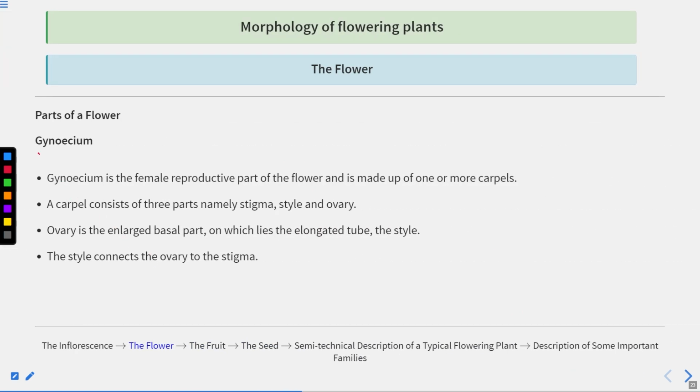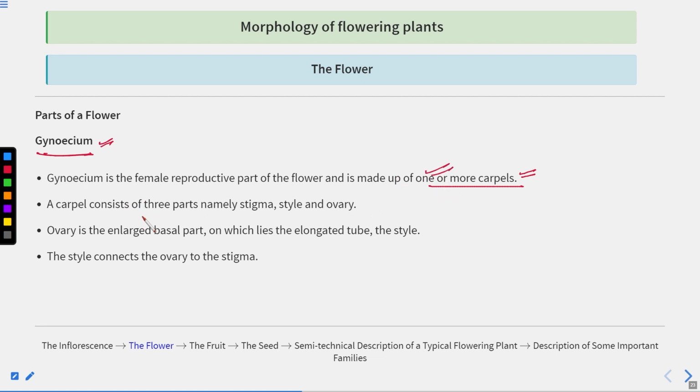Now let us talk about the gynoecium. Very, very important, gynoecium. Gynoecium is the female reproductive part of the flower, and it is made up of one or more carpels. Very, very important. It is made up of one or more carpels.